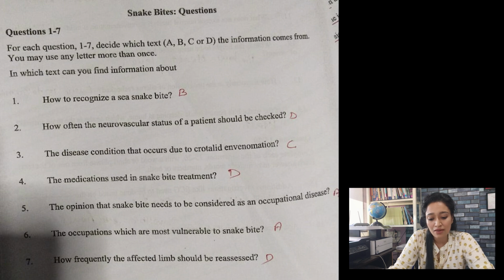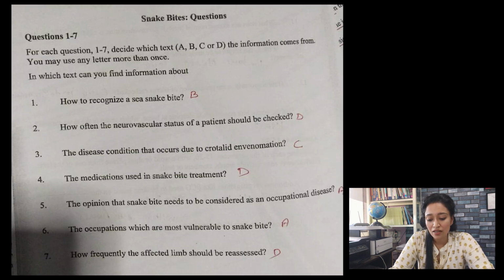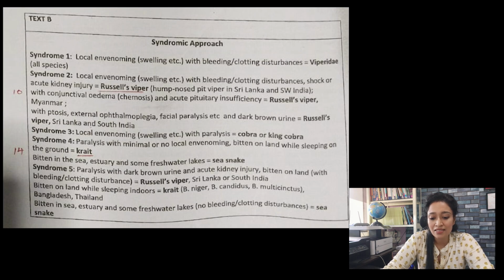Now let's move on to the question number 5. The opinion that snake bite needs to be considered as an occupational disease. And here the keyword is occupational disease. I hope the keyword is already marked in the text A. So the answer is A. Now, the sixth question, the occupations which are most vulnerable to snake bite. And in the text here we can see that too in the first line itself, that snake bite is an occupational disease of the farmers, plantation workers, herdsmen, fishermen, snake restaurant workers and other food producers. So the answer is A.